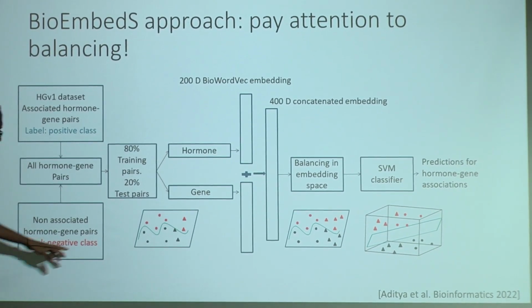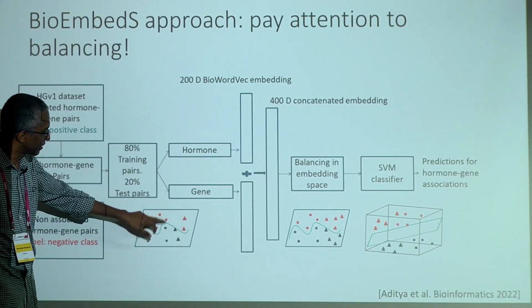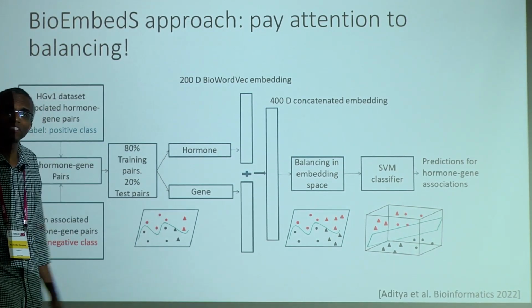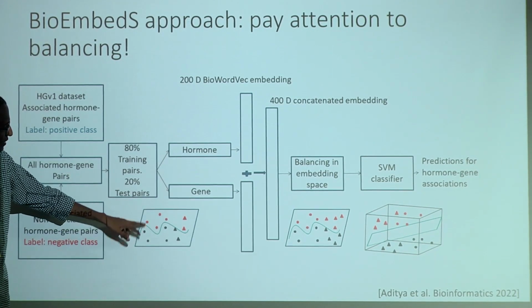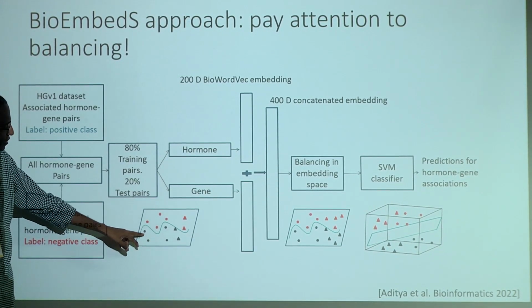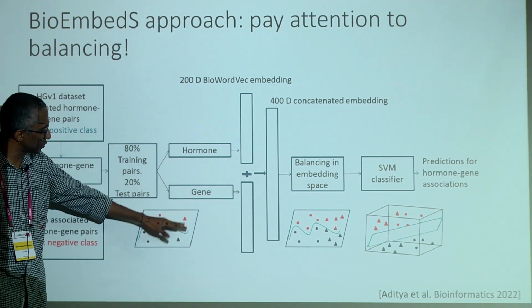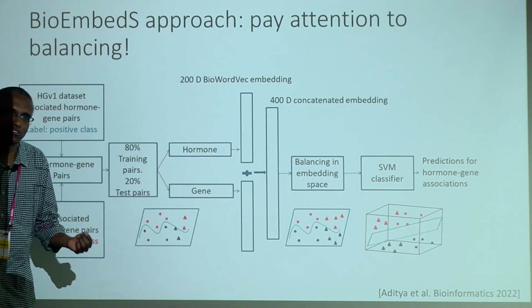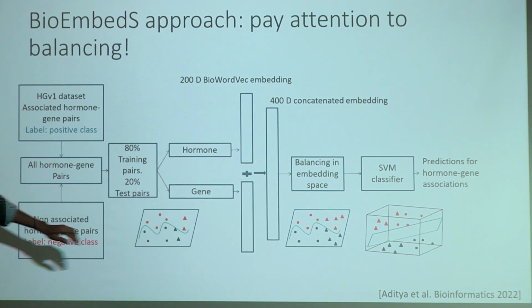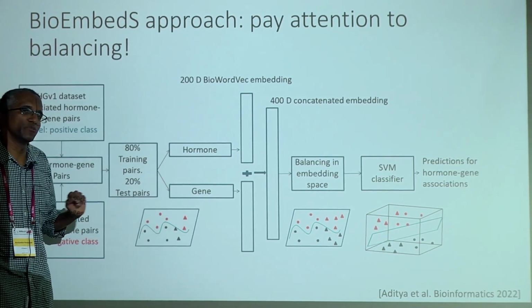Here is an example shown, where there are two hormones, right? One is the triangles and another is the dots. The dot is the more well-studied hormone and the triangles are poorly studied. The two colors refer to genes that are associated with the hormone, and the black is genes that are not associated with the hormones. So there are the positive and negative class. You want to find the boundary between associations versus non-associations. Each dot or triangle here is a hormone gene pair that is related, and the black dots are those that are not related, right? But we want to make sure that the number of triangles and the number of dots are the same.